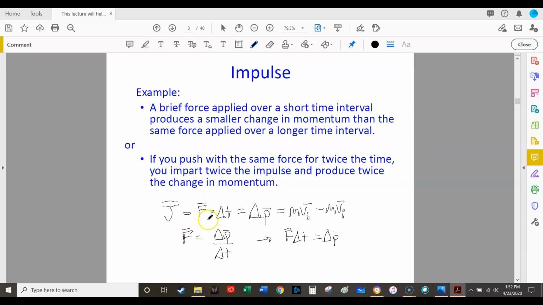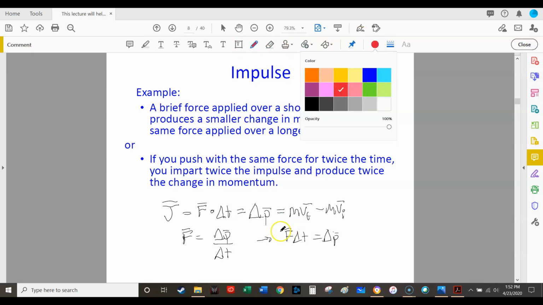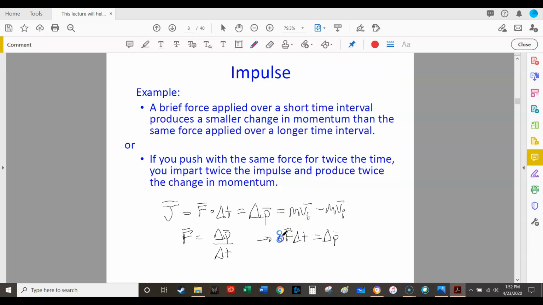Okay, so what this first statement is saying is that a brief force applied over a short time interval produces a small change in momentum. So if you apply a small force over a small period of time, you will have a smaller change in momentum, right? Since these are all on the numerator.